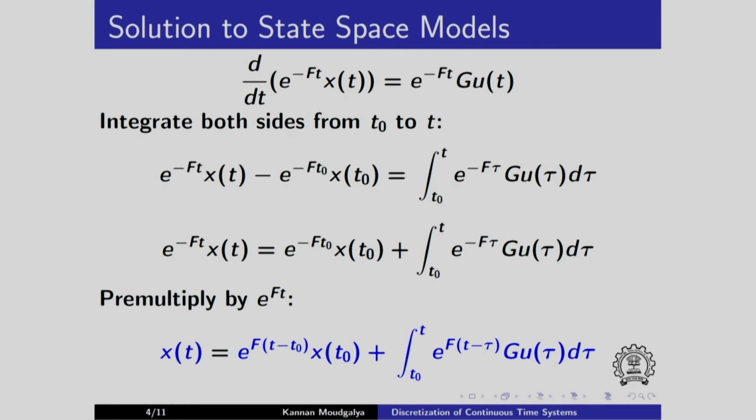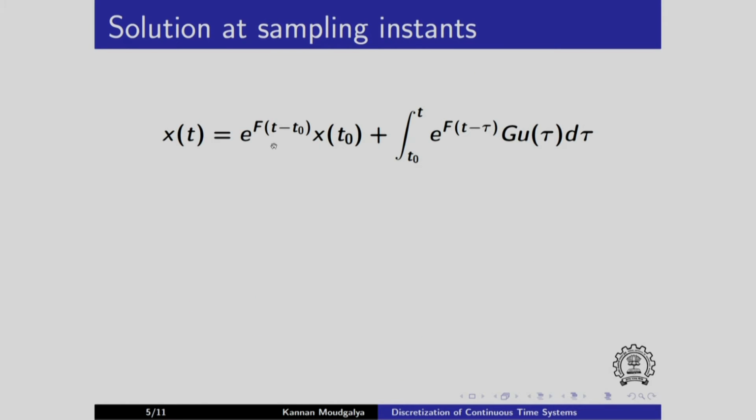We will simplify it further. We are interested in the solution at the sampling instants only. Recall why we are doing it. The controller is a discrete time system. It is interested in knowing about the plant at the sampling instants only.